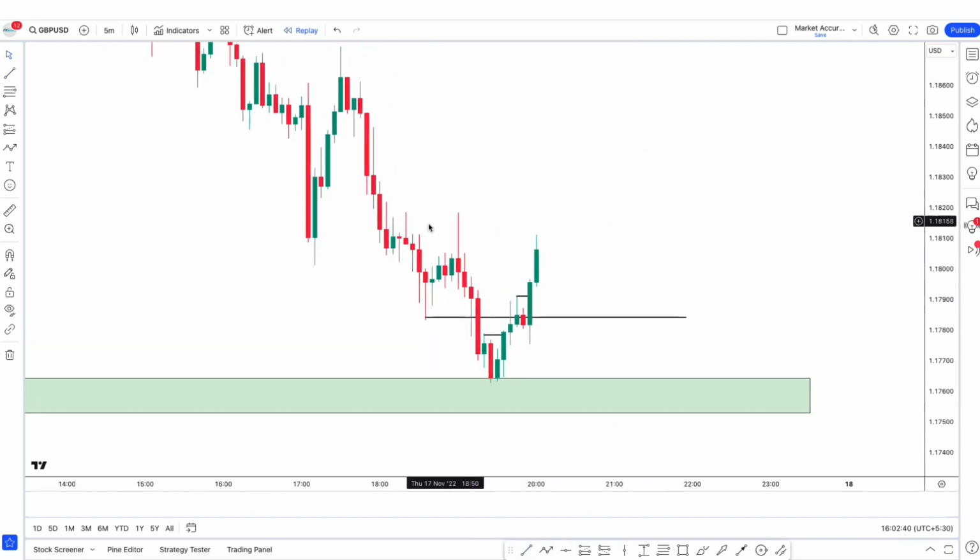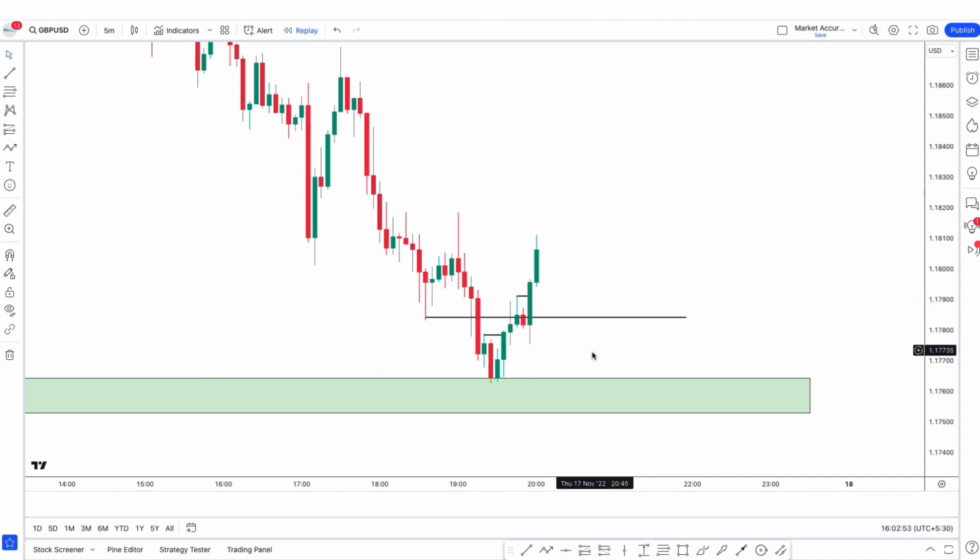Let's repeat this. We have an ABC or turtle soup pattern. The C leg leads into our refined 15-minute POI. After that, we have market structure shift here, right? Price goes up, pulls back, and then we have a break of structure.